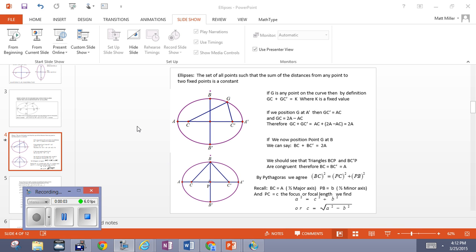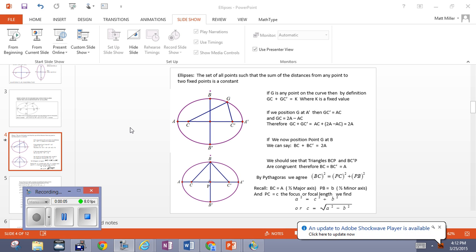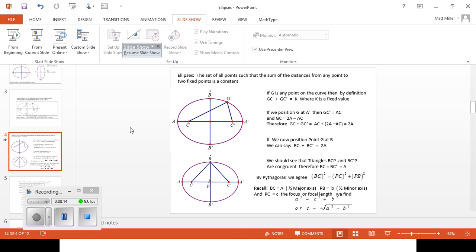Okay, we're back. We're going to start taking a look at how we come up with the location of the focus of the ellipse, with the major and minor axes values given. Okay, so we're going to look here.